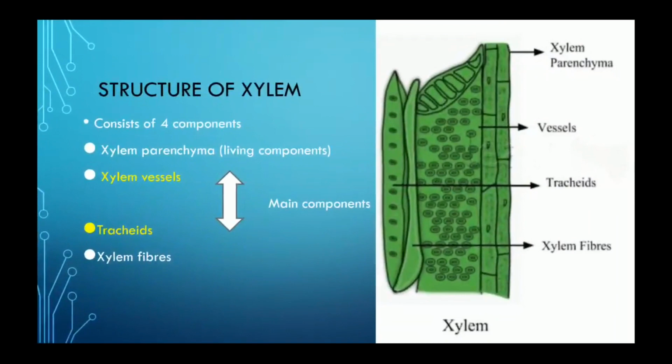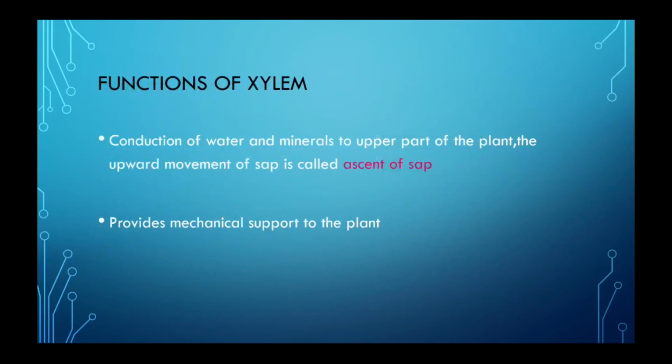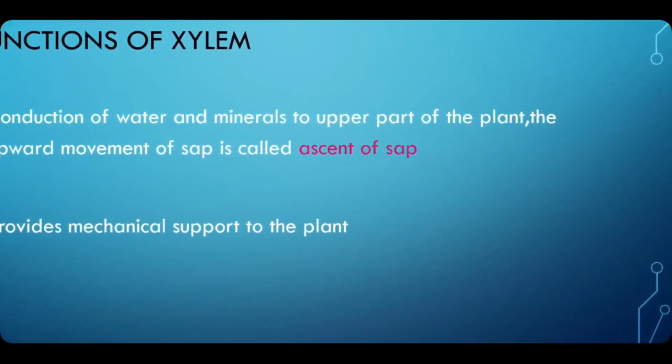Now, what is the function of xylem? Can you tell me? The first and foremost function of the xylem is conduction of water and minerals. Not only water, it also conducts minerals. Water and minerals together form sap, called cell sap, and this sap has to rise up. So we can say it is the ascent of sap, in ascending order. That is also called ascent of sap, or conduction of water and minerals. This is the first function of xylem.